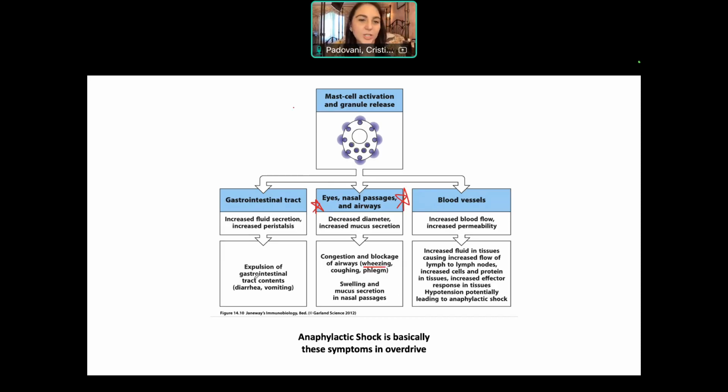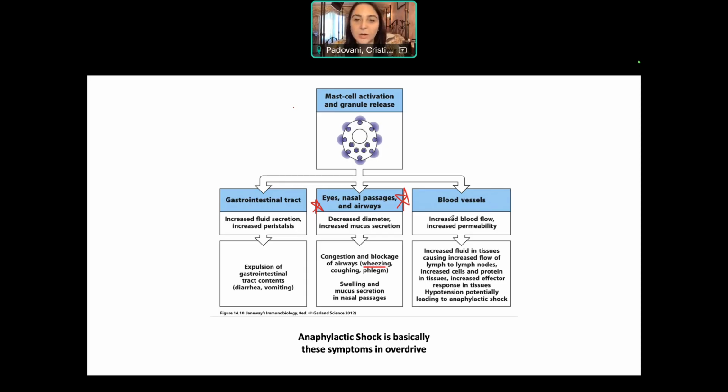The GI tract, you can actually get diarrhea and vomiting. This is why some people say, oh no, I can't have that, I have an allergy to it, and they get diarrhea. Usually it's a food allergy. A lot of people say that they're allergic to XYZ because it makes them have diarrhea. Sure. And then blood vessels.